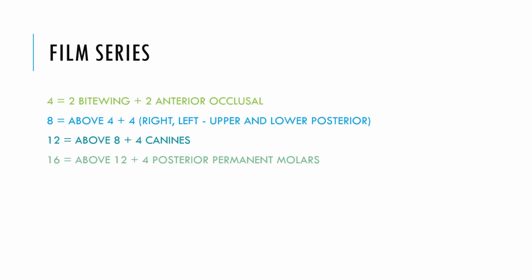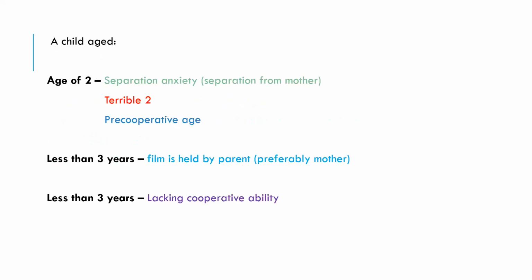Then the 8 film survey, same as the 4 film survey, 2 bitewing and 2 anterior occlusal, plus 4 right and left, upper and lower posterior radiographs. These 4 are added. Then in the 12 film survey, above 8, that is the 2 bitewing, 2 anterior occlusal, and the 4 right and left, upper and lower posterior radiographs, plus 4 canine radiographs are taken. Then in the 16 film survey, all the above 12 plus 4 posterior permanent molar radiographs are taken. Okay, remember these. This is a very important question which is usually asked.